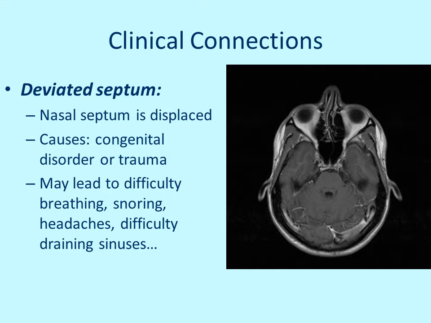In the nose, the septum is cartilage that divides, or is between, the 2 nostrils. It should be nice and parallel. In some individuals, they have a deviated septum. What has happened is that the nasal septum is displaced. This may be genetic or it could be due to trauma.